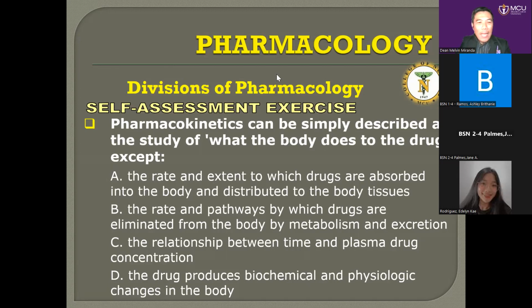So let us have the analysis. On letter B, the rate and pathways by which drugs are eliminated by the body or from the body by metabolism and excretion. Again, ADME, metabolism and excretion is part of the stages of pharmacokinetics. So probably letter B is correct. So we have only letter C or letter D.